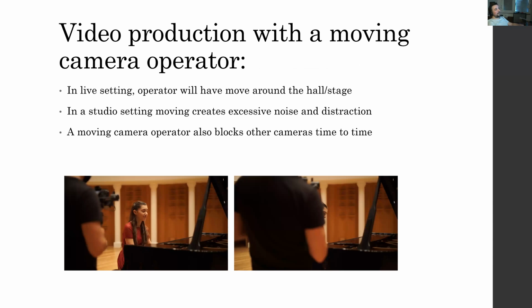So, video production with a moving camera operator. In a live setting, for example, a live performance, it's not desirable to have somebody walking around with a camera in a set. And if you want artistic shots, you want the camera operator to come close to the performers. This means coming onto the stage, and we don't necessarily need that.